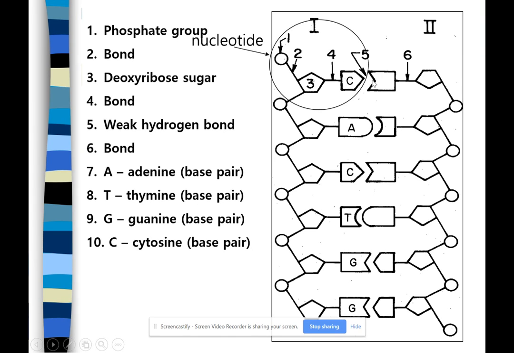It's not held together very strongly, and I'll get into that next week when we talk about how DNA replicates itself. It's not held together strongly because DNA is constantly breaking apart, so it can reproduce itself, basically.